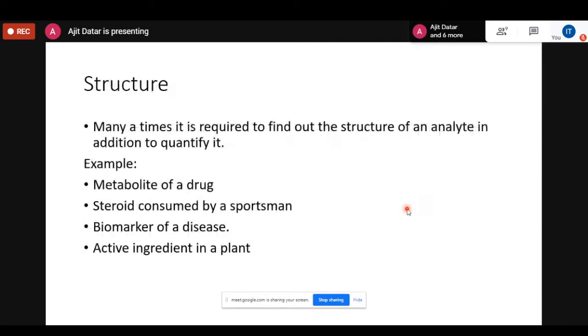Then structure is very important in many applications. It is required because it is not always what we do is to quantify the analyte. Many times we have to find out what it is, then how much it is. So you have to find out the structure. Example could be metabolite of a drug, whether metabolite is toxic or non-toxic, you have to find out. That's the part of that ADME.